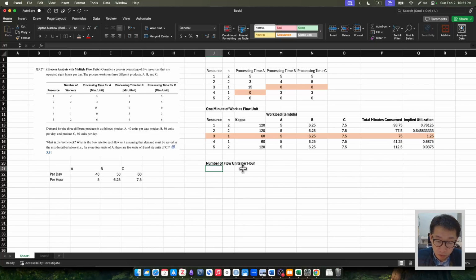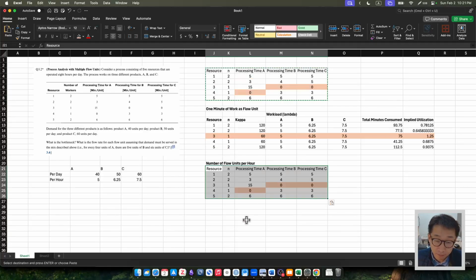We need to know the two critical parameters here. One is the workload lambda. The other one is the process capacity kappa. Since we are dealing with number of units, we're going to have to rearrange this information a little differently this time. Okay, so I'm just going to copy this here.